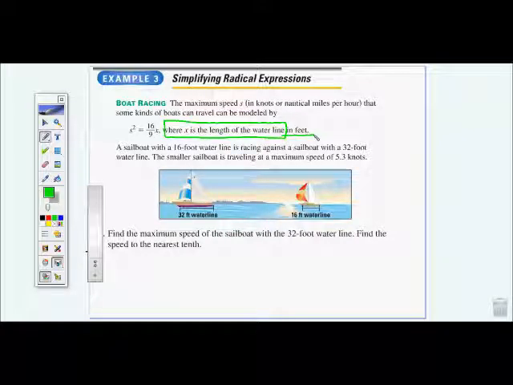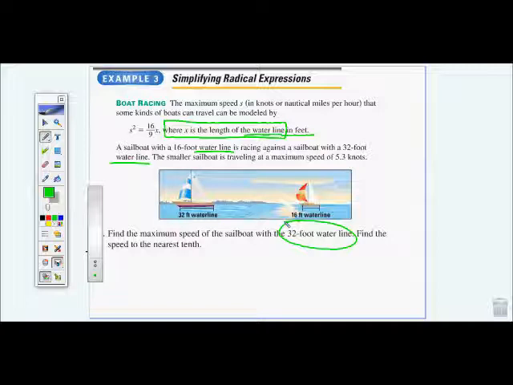So a sailboat with a 16-foot water line is racing against a sailboat with a 32-foot water line. So there's our water lines. The smaller sailboat is traveling at a maximum speed of 5.3 knots. So our first question is find the maximum speed of the sailboat with the 32-foot water line. Find the speed to the nearest tenth.